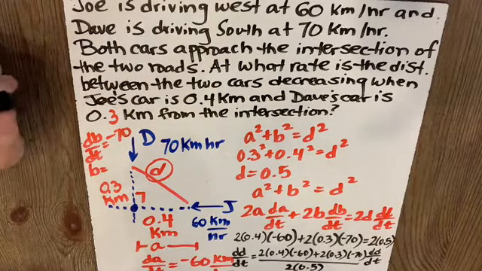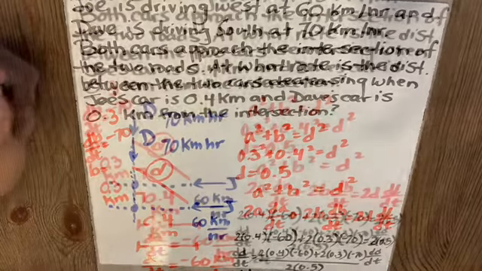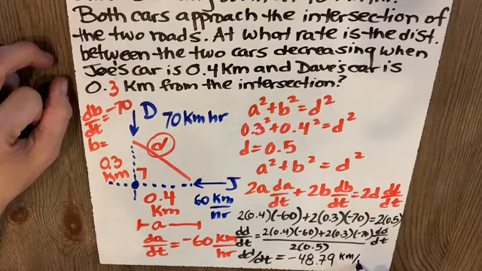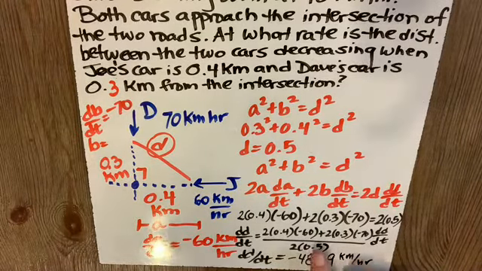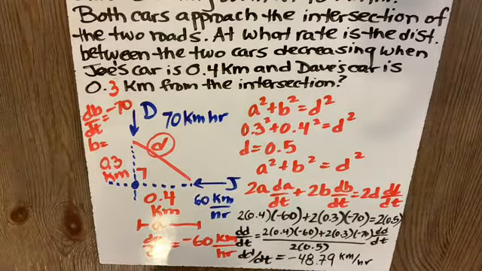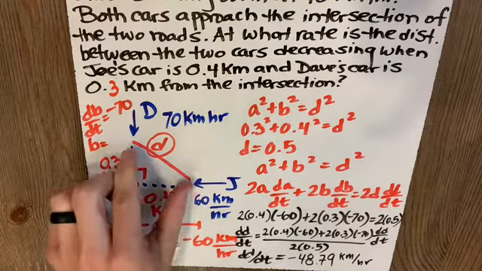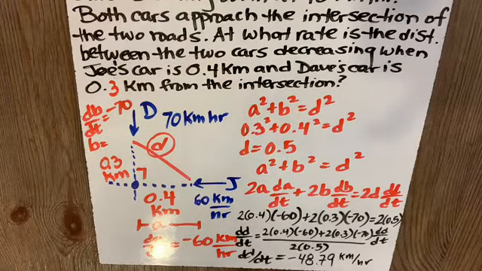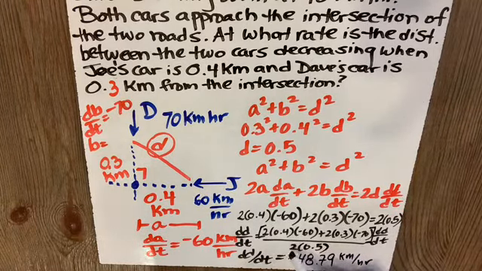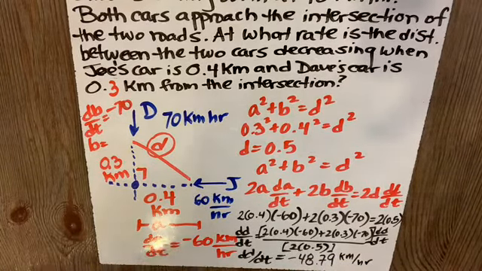I just did some basic math to give us dD/dt is equal to negative 48.79 kilometers per hour. Notice, because I made these two rates negative, because the distance was decreasing, I'm expecting a negative rate for dD/dt, and I got it. Also notice that if you do this in your calculator, put parentheses around the numerator divided by parentheses around the denominator, and let your calculator do all the work for you.